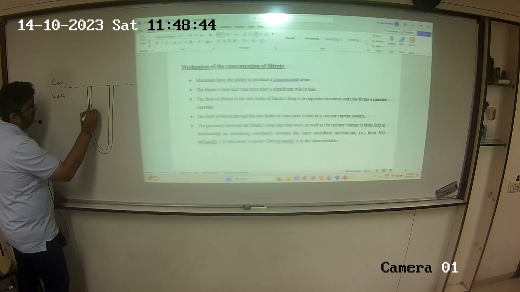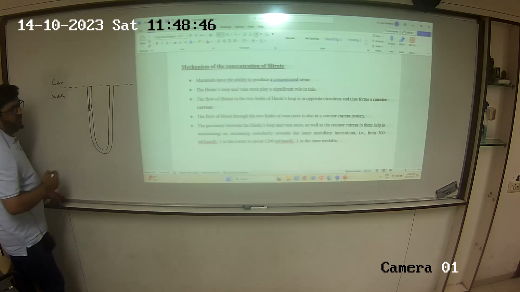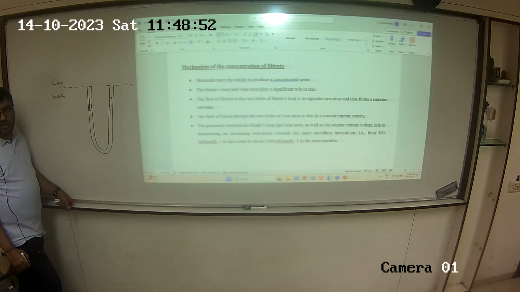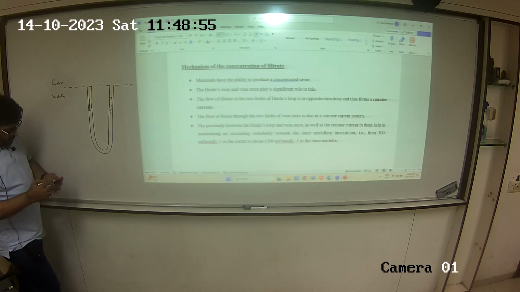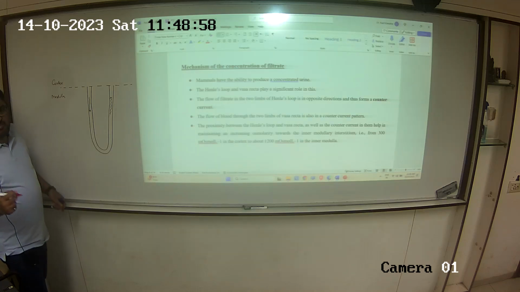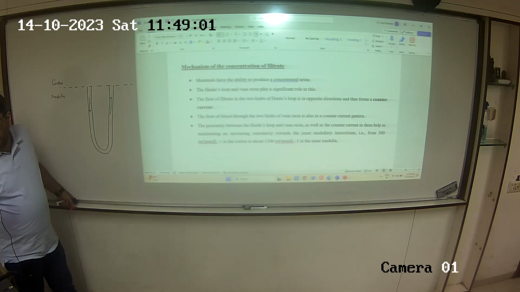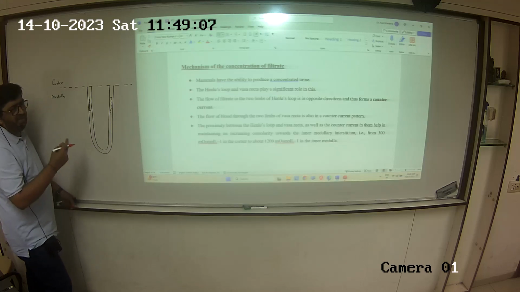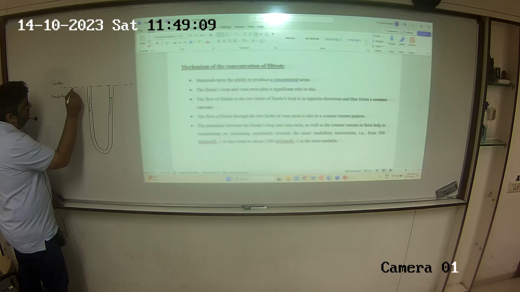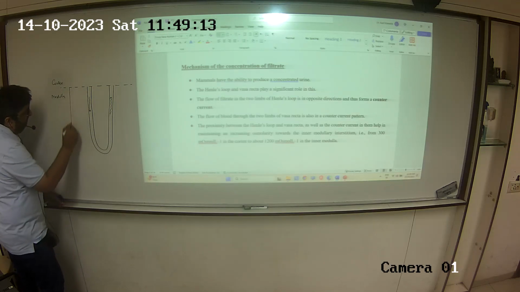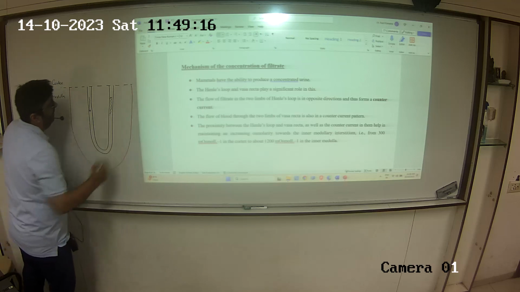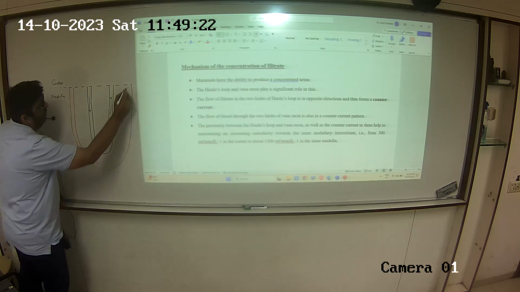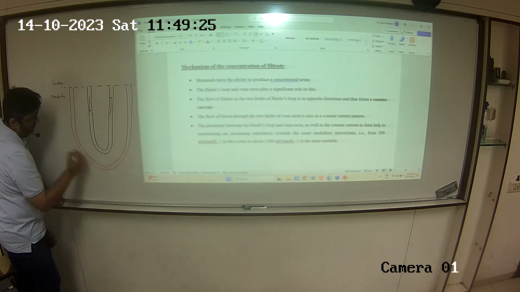So is this the descending limb of loop of Henle? And this should be the ascending limb of the loop of Henle. In case of the juxtamedullary nephron, we have 2 types of nephrons, cortical and juxtamedullary. Do we have a vessel surrounding the loop of Henle which is called the vasa recta? So let's draw a vasa recta here. The vasa recta.